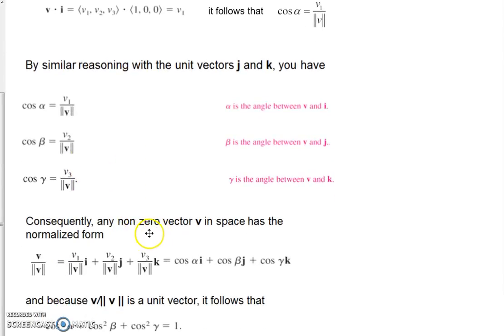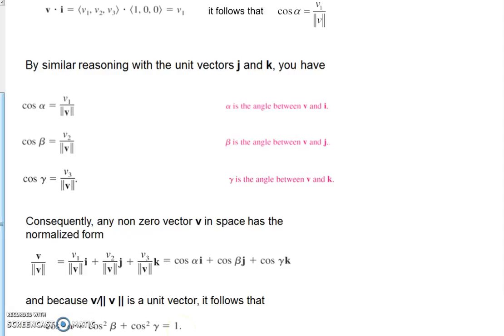Consequently, any non-zero vector V in space has the normalized form. So this would be that normalized form. We're looking at a unit vector. It is V1 divided by the magnitude of V times I, and so forth with each of these: cosine alpha I plus cosine beta J plus cosine gamma K. Kind of a cool thing to be able to write that way, because this is a unit vector. It follows that each of these squared, added together, is equal to 1.